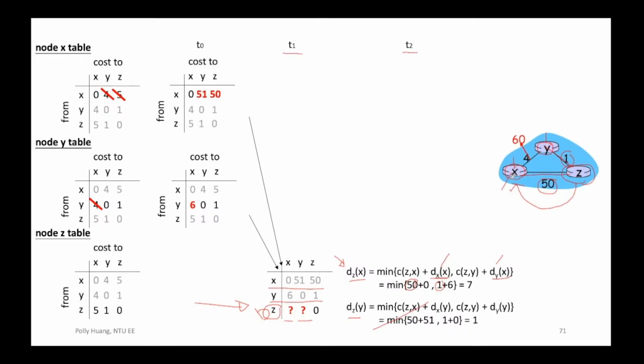Okay, so this is what x has informed z. What x has informed z is the dx. So in x's vector, for destination x, the entry will be 0. In y's vector, for destination x, the entry value is 6. So 50 compared to 7, 7 wins. And therefore, we update dz to 7, 1.